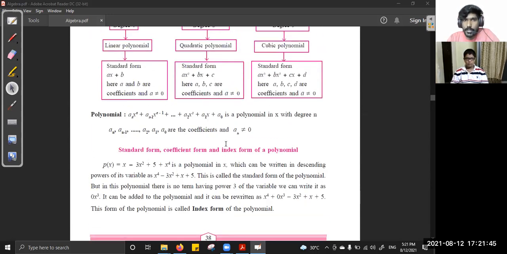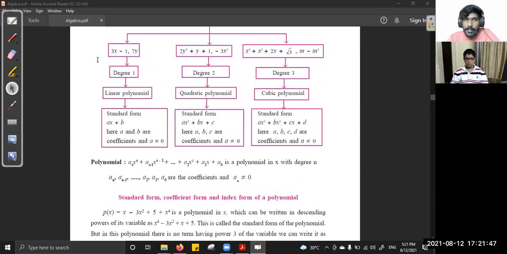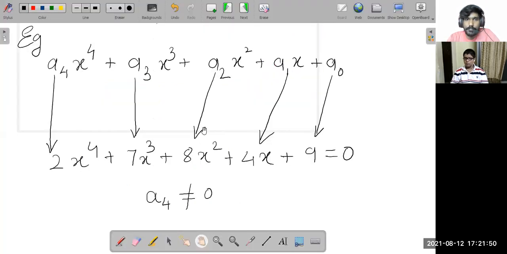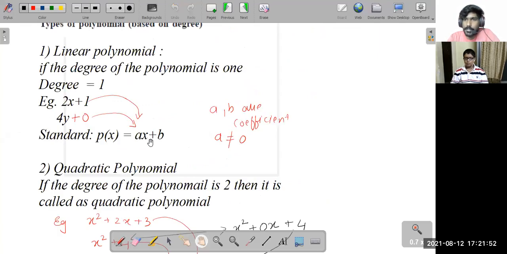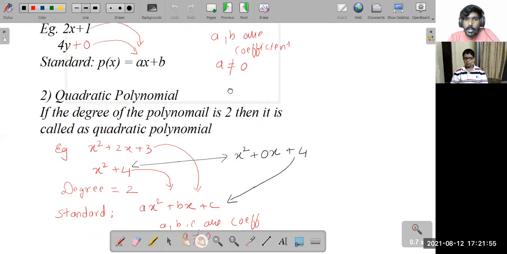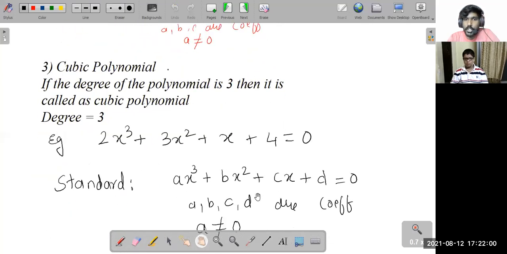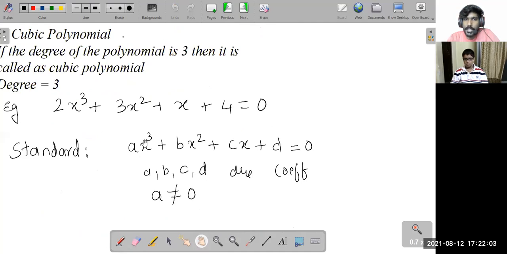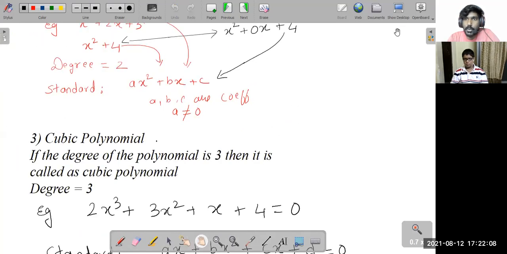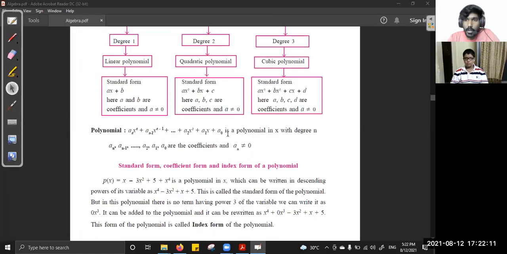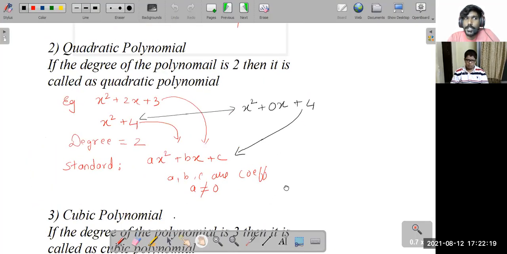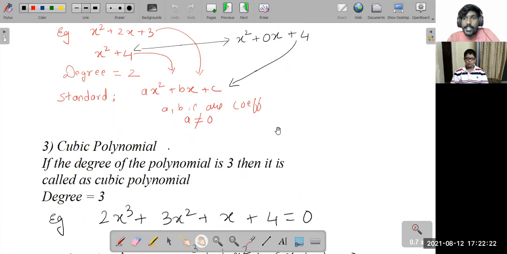Standard form we have already seen. If it is a linear polynomial, the standard form is ax plus b. If it is a quadratic polynomial, standard form is ax squared plus bx plus c. And if it is a cubic polynomial, the standard form is ax cubed plus bx squared plus cx plus d. Now, one thing to note in all of these three in the standard form is the powers of the variable are in descending order.